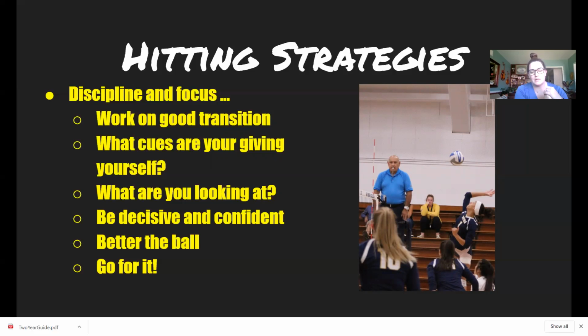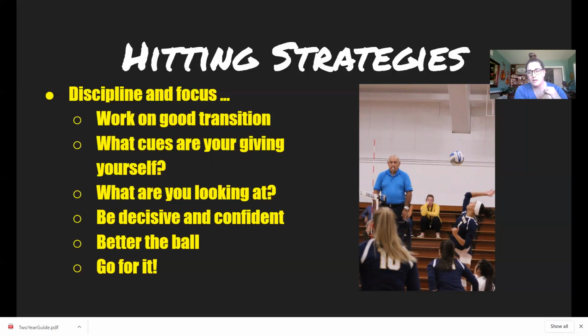Another big one, and this should deserve a slide all of its own, is bettering the ball. We have to, as hitters, have the ability to adjust to sets. Passes aren't perfect, sets aren't perfect. So you are making that third contact, and you have to be able to better the ball and make the best hitting decision that you can, no matter what the set is. Everybody loves a hitter that can hit a wide range of different types of balls.